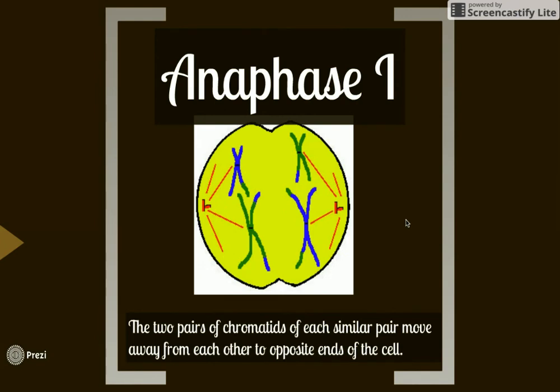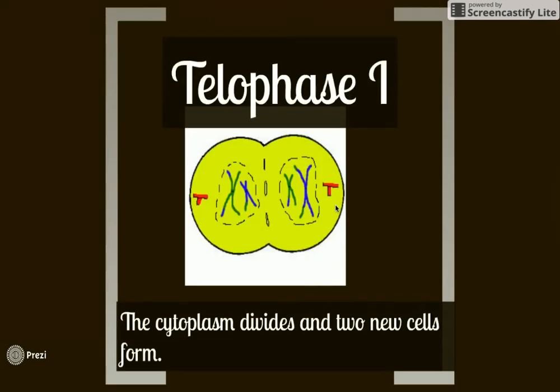In anaphase 1, the two pairs of chromatids of each similar pair move away from each other to opposite ends of the cell. Again, similar to mitosis, except an entire chromatid pair is going to one side. In mitosis, it was just one chromosome going to one side. And lastly, in telophase 1, the cytoplasm divides and two new cells are formed. But meiosis is not complete yet.